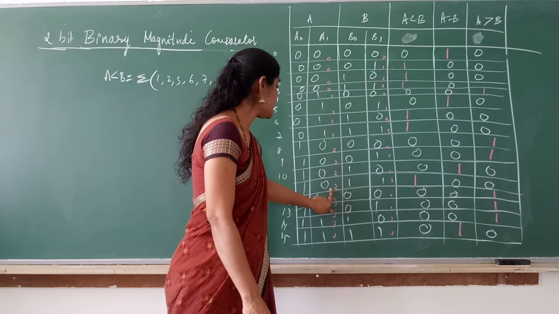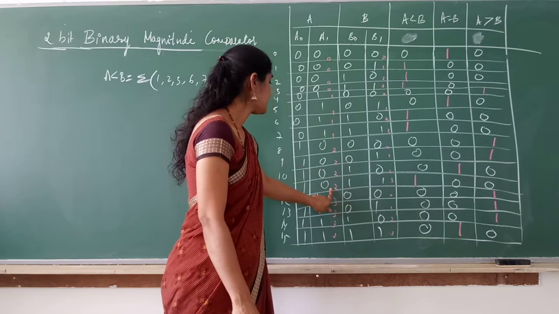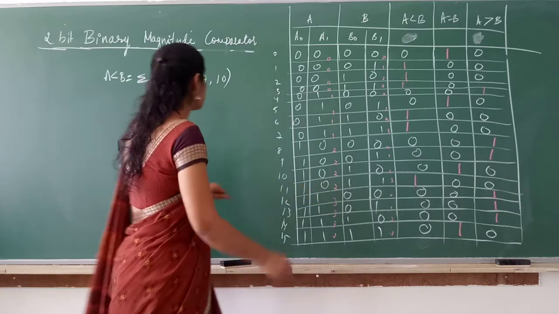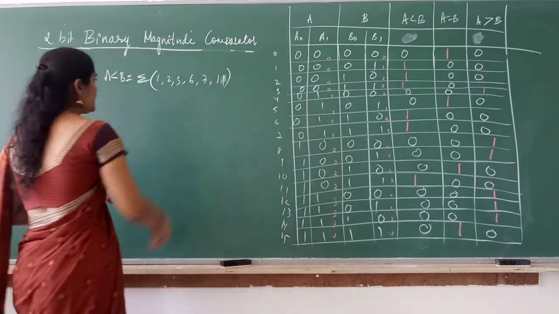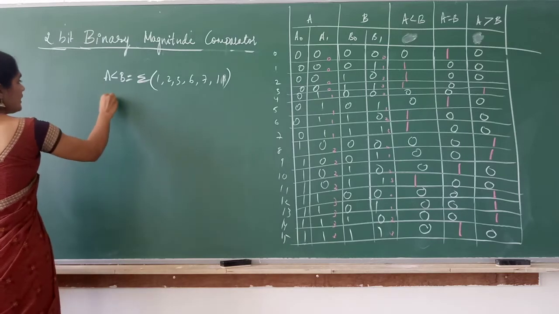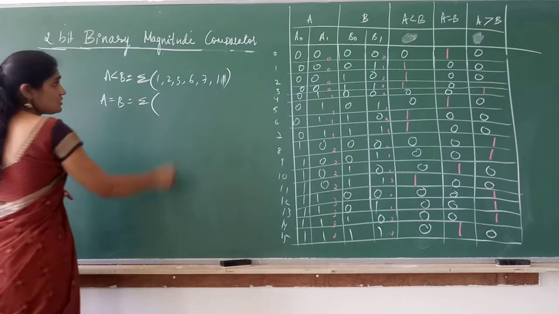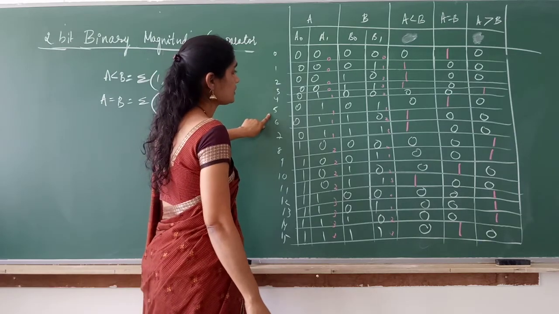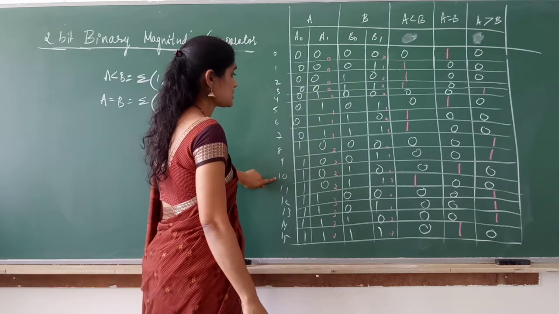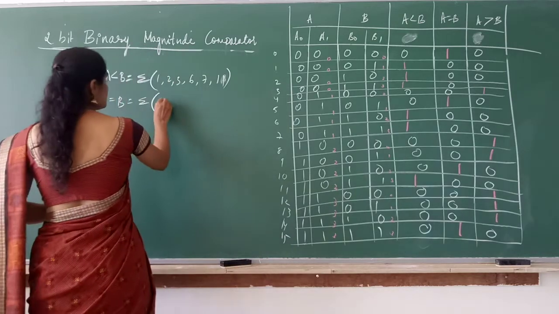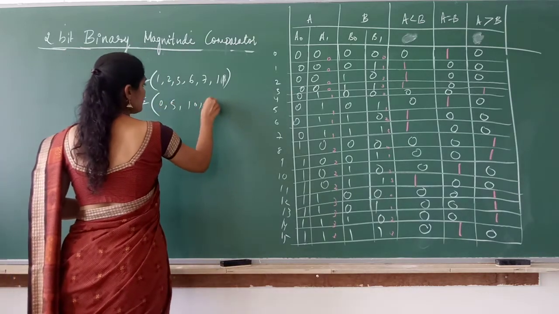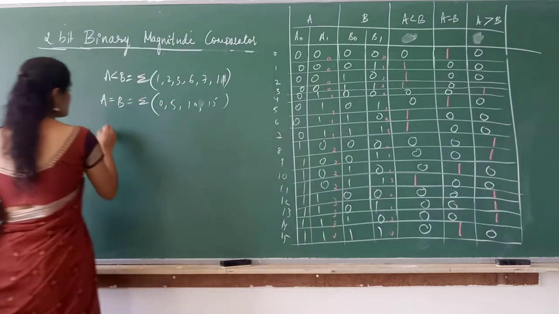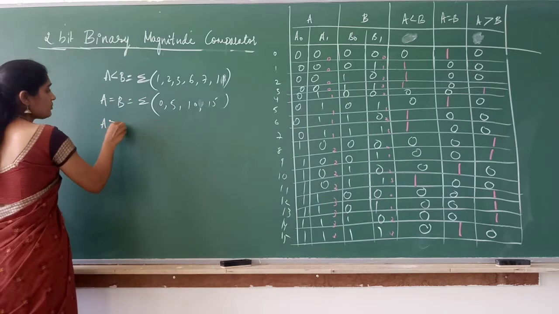A less than B: 11. It is 11. Okay? So that is A less than B. Then A equal to B, summation. What are the min terms? 0, 5, 10, 15. Right?